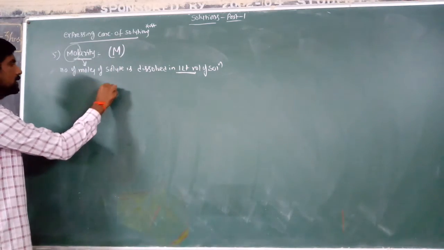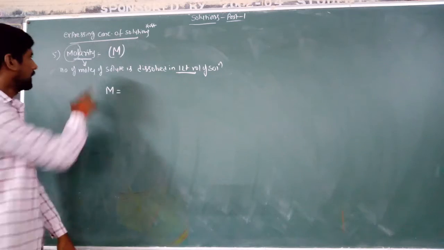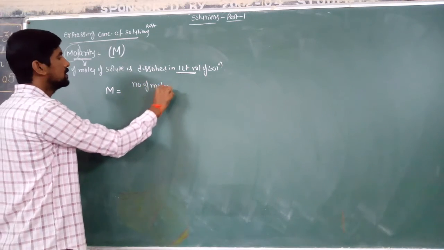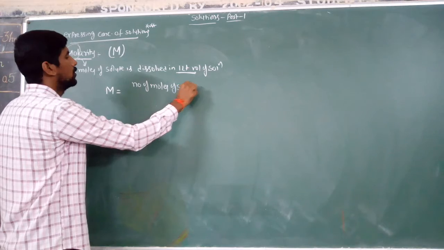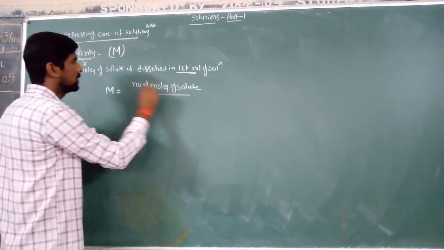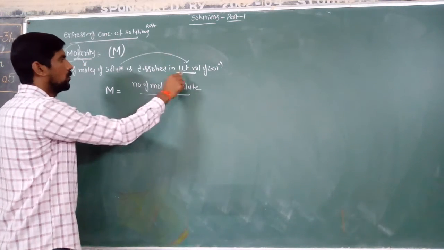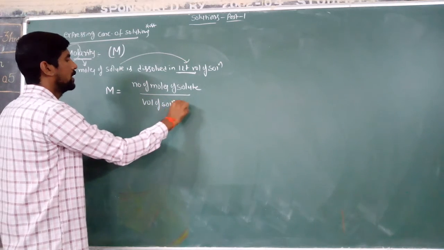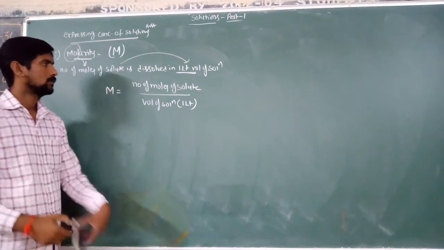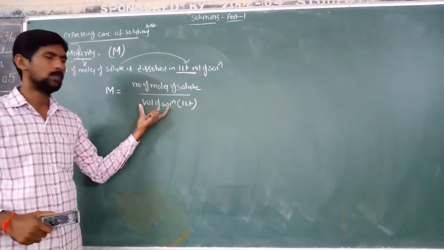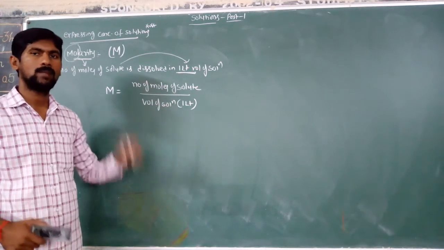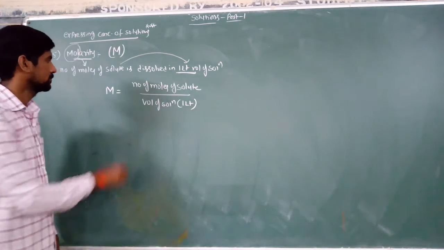Molarity is equal to the number of moles of solute divided by the volume of solution in liters. The number of moles of solute is dissolved in what volume? The volume of solution, 1 liter. So, molarity is the number of moles of solute by volume of solution. From the definition we can write the mathematical expression.